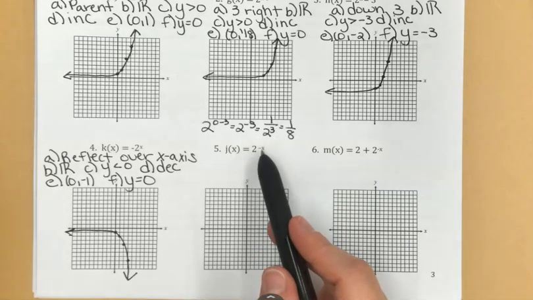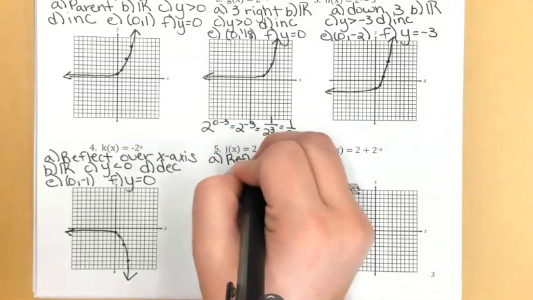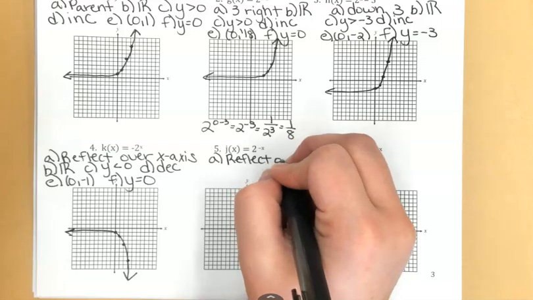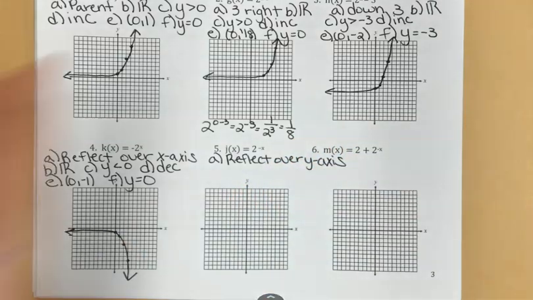On graph 5 here, the negative being on the exponent tells me that I'm going to be reflecting this one over the y-axis. So I'm going to take that graph from number 1 and kind of mirror it.